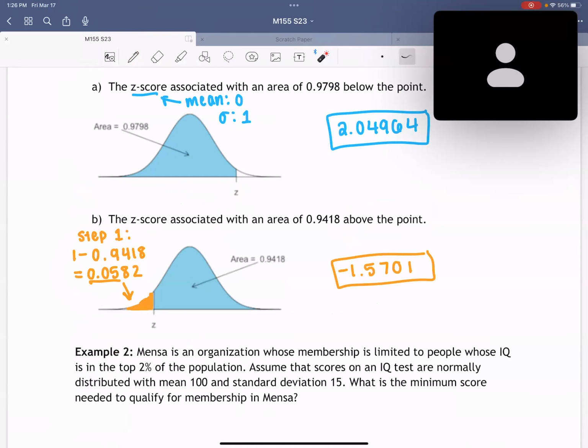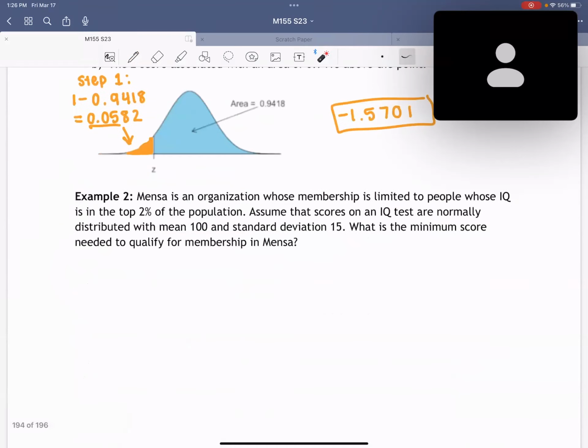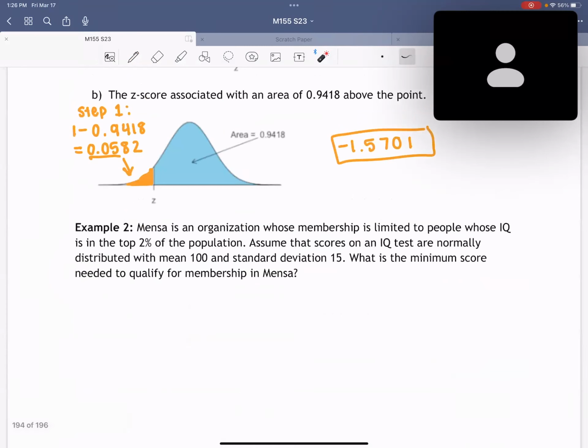Let's do one more question together. Example 2 talks about this community called Mensa. It's basically a bunch of people with really high IQs, and you need a membership to go in it. So you have to prove that you have a high IQ. And in particular, they're in the top 2% of IQs. So they're like the top 2% smartest people in the world or whatever.